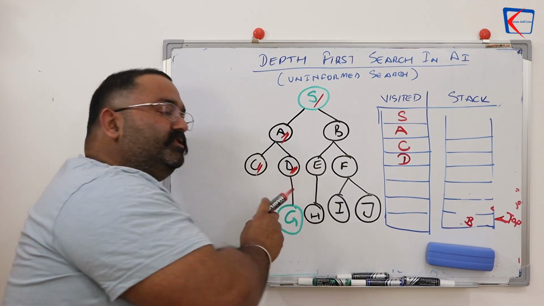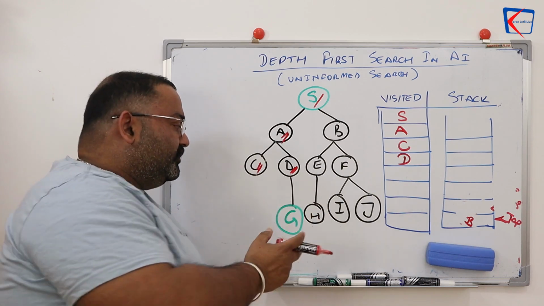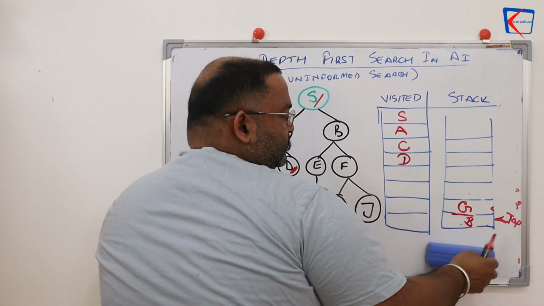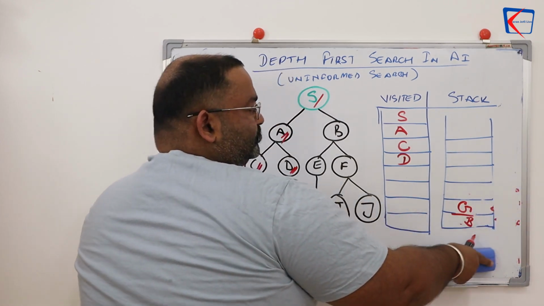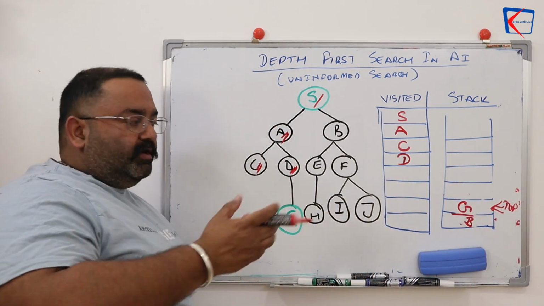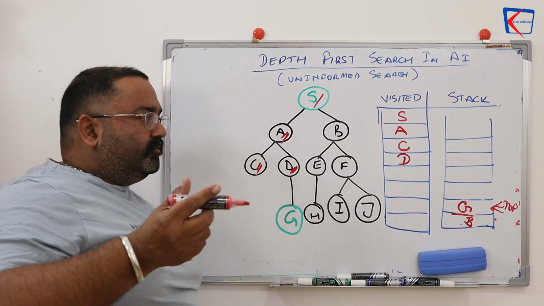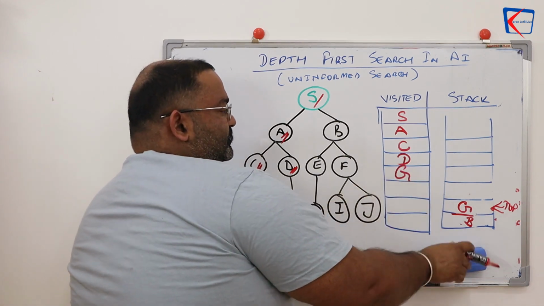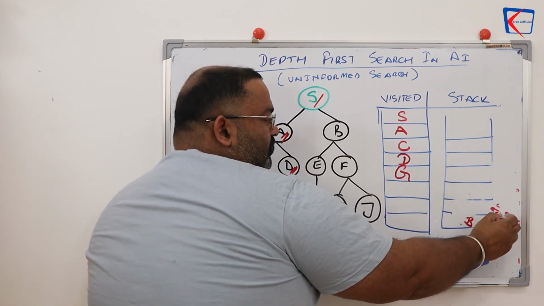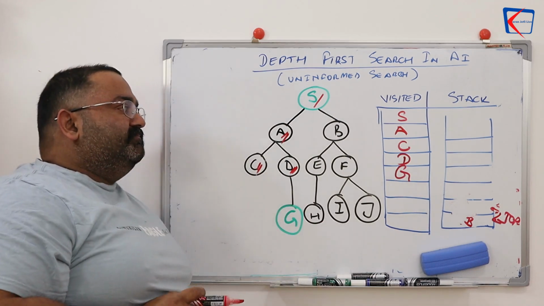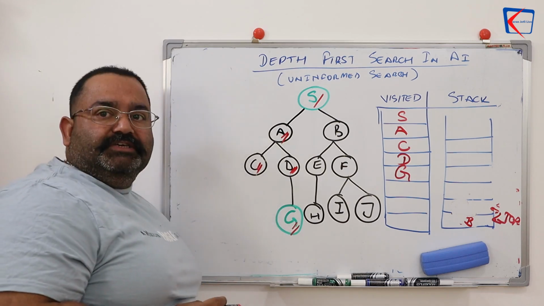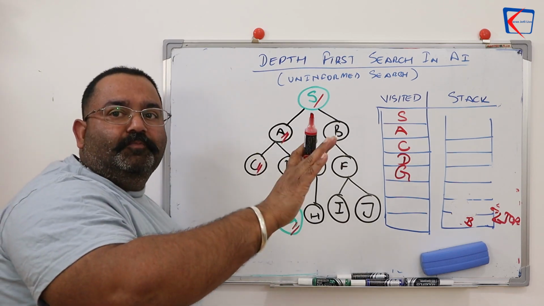Then I see any adjacent node to D, or the neighbor of D. So what is the neighbor of D? That is G. So again, now my top moves here. Then I pop the next element from the top of the stack, that is G. Now here becomes my new top. Now I check whether G is my goal. Yes, G is my goal. I found the goal. I stop here.